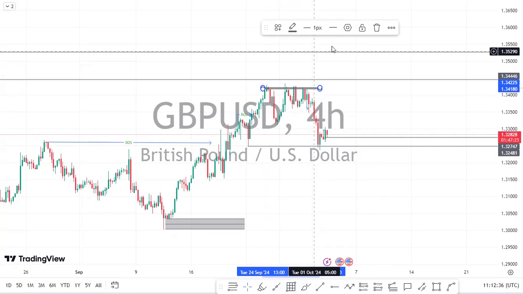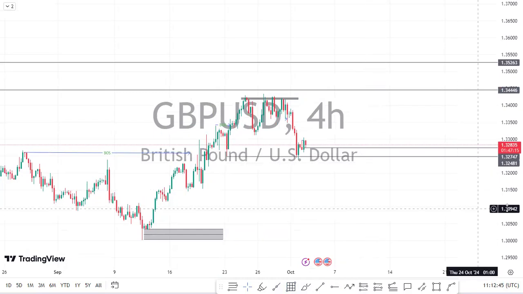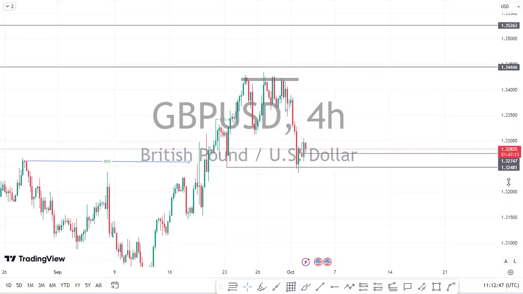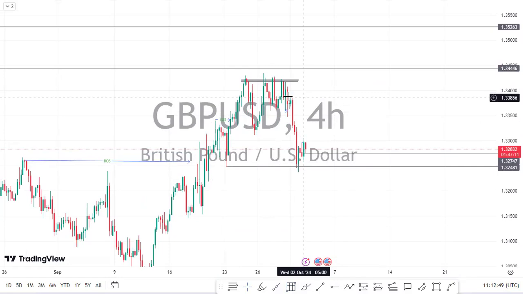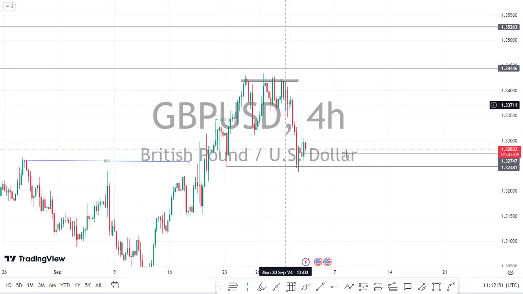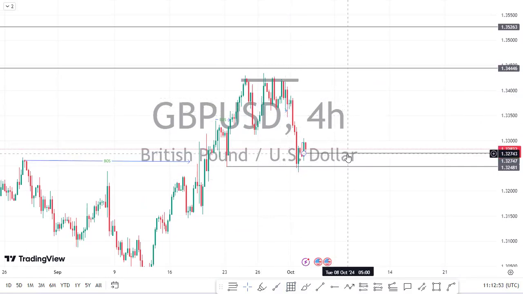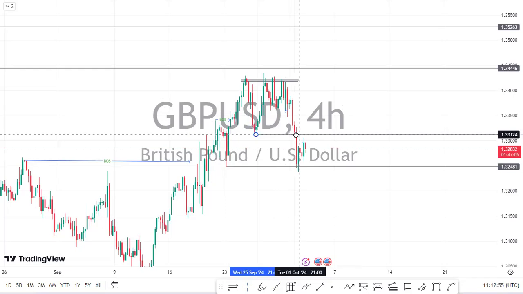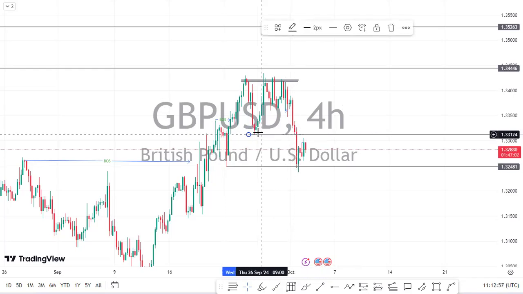So that is where we are for that. Now, last week on Monday when we did analysis, price was still here. And I said clearly that I will be waiting to see what price does here. If price sweeps liquidity here, then I will look for a buy.